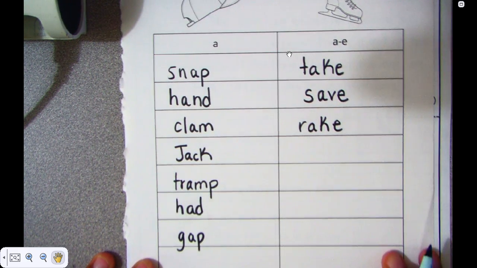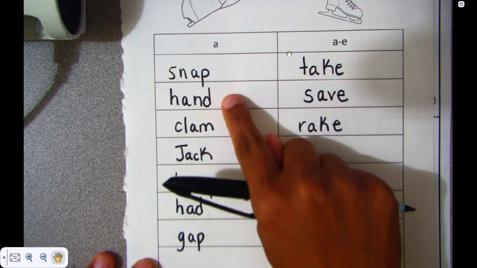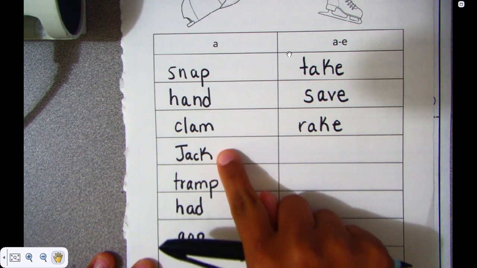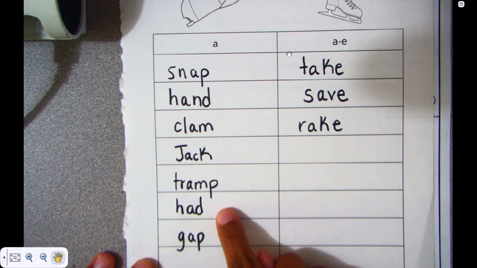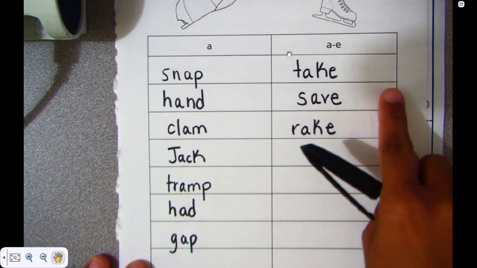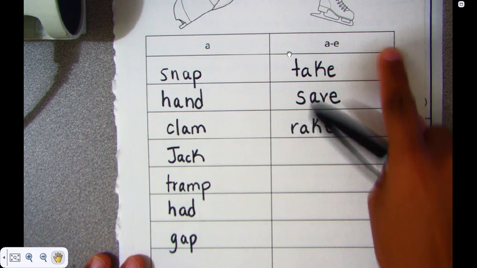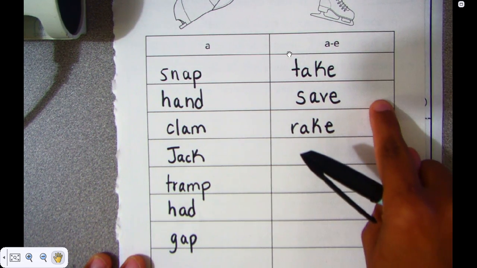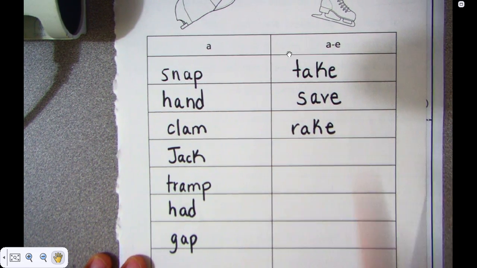So let's look at the words that we have right now. Snap, hand, clam, jack, tramp, had, and gap. All under that short A sound. And under my A consonant E, I have take, save, and rake.